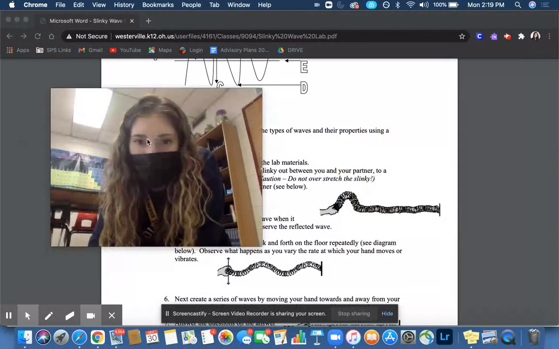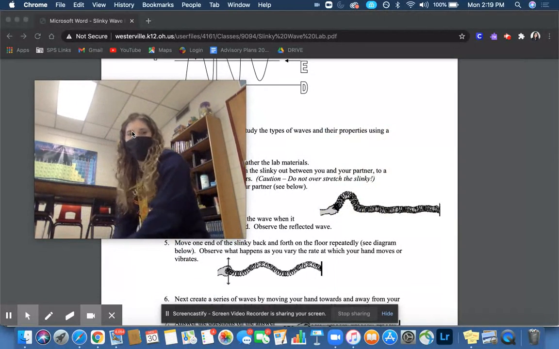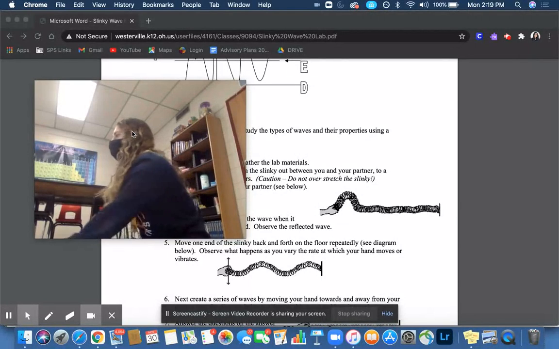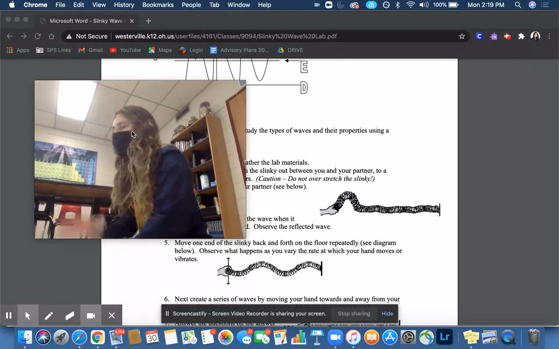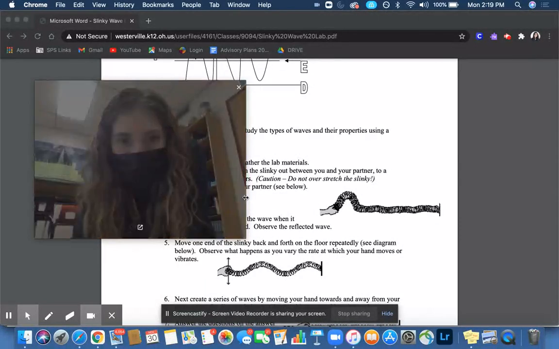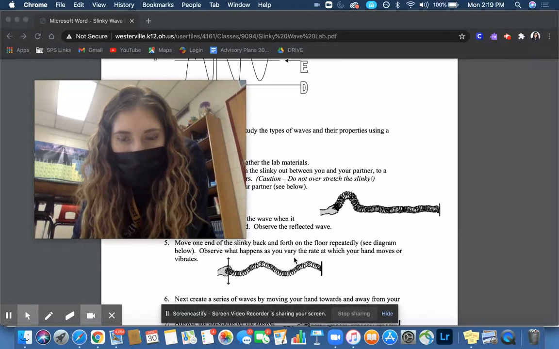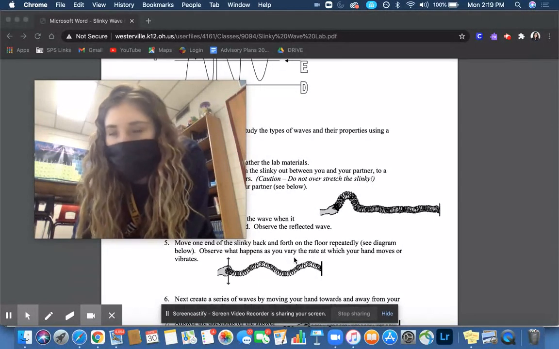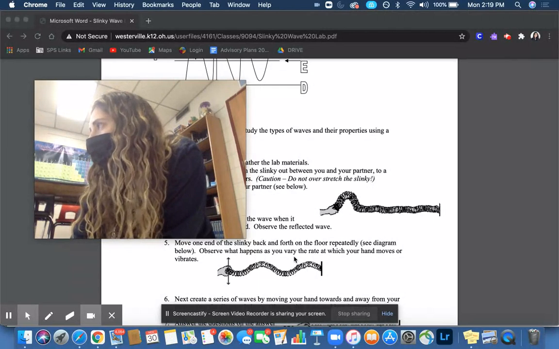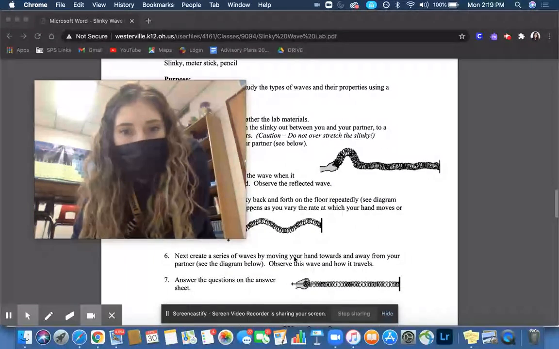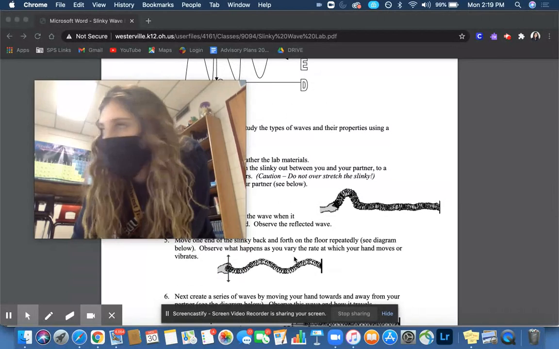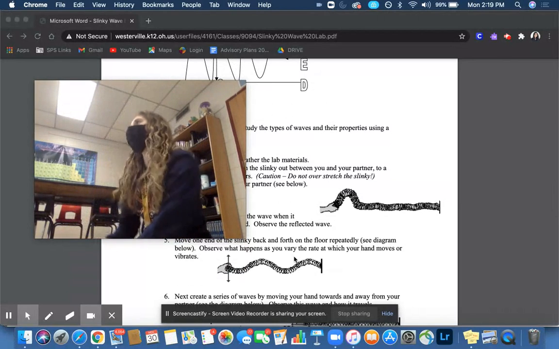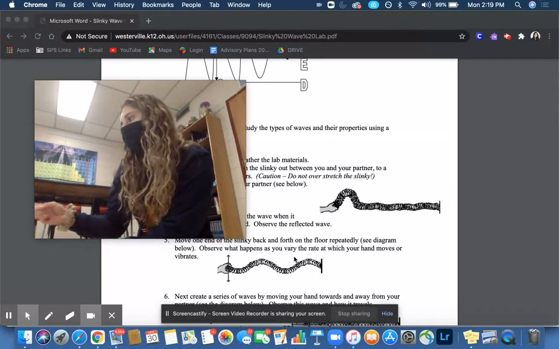That's not a very good image, actually. It looks like this, but I'm assuming it means like this, right? See diagram below. Observe what happens as you vary the rate at which your hand moves or vibrates. I do think it's like that, yeah. I'm going to get some more slack. Okay. Yes, because we're still looking at the same type of wave. It does want us to go like this.